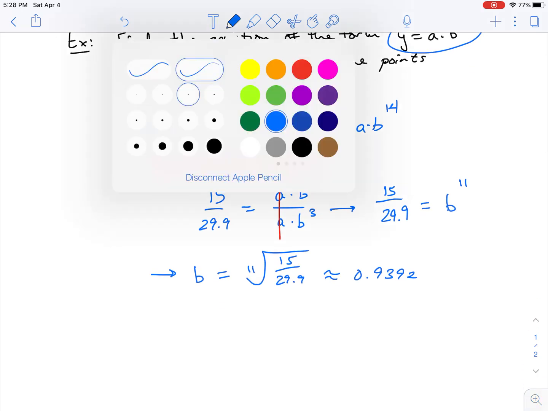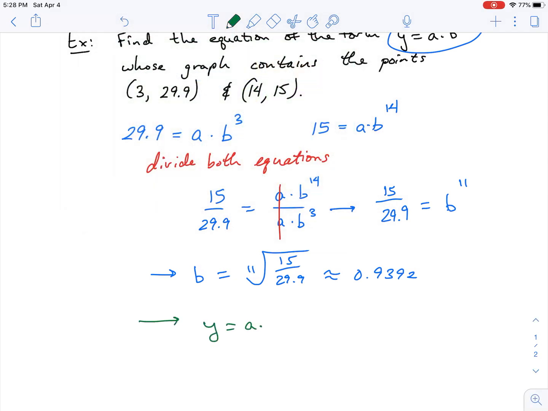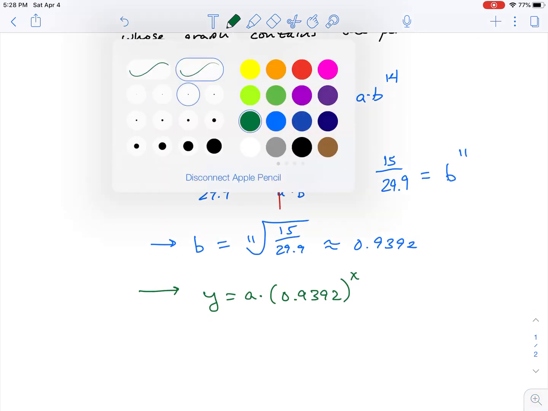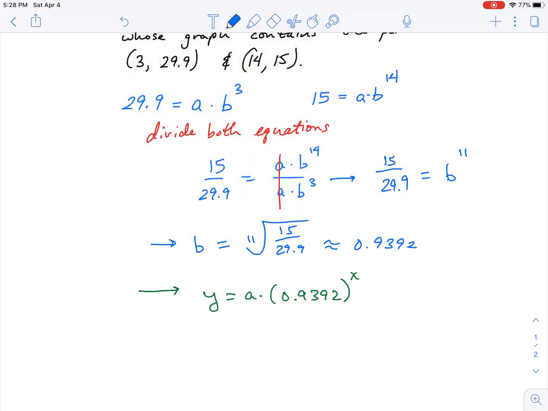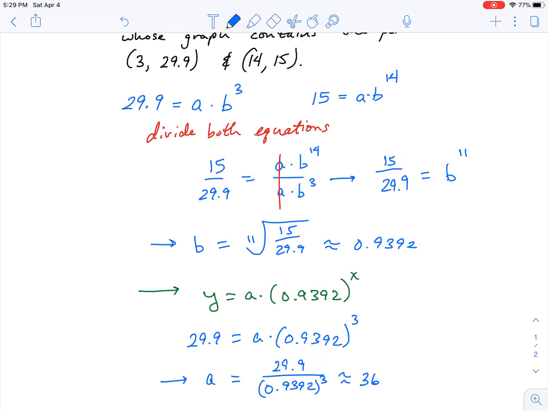And so this tells us that y is equal to a times 0.9392 to the x. And to get a, we just pick either coordinate point, a coordinate pair, and set it up again. So maybe we take the 29.9 is equal to a times 0.9392 to the 3. And this tells us that a is 29.9 divided by 0.9392 cubed, which is approximately 36,090.